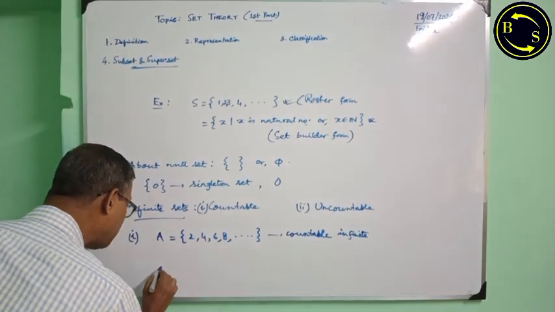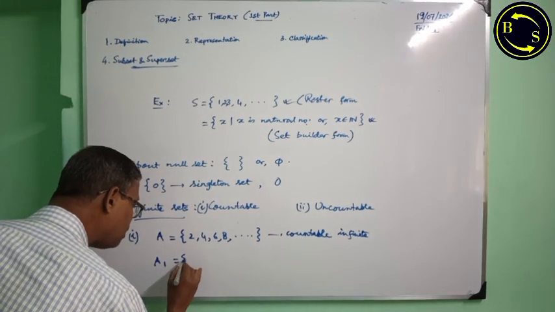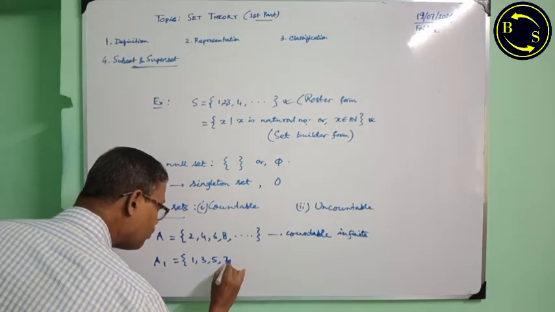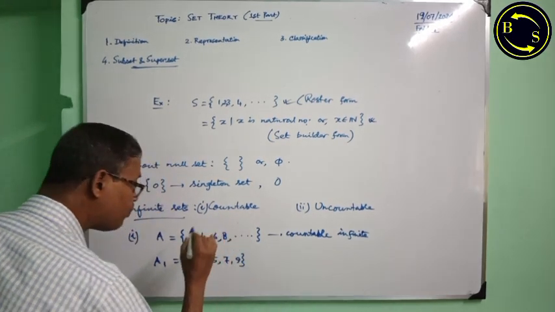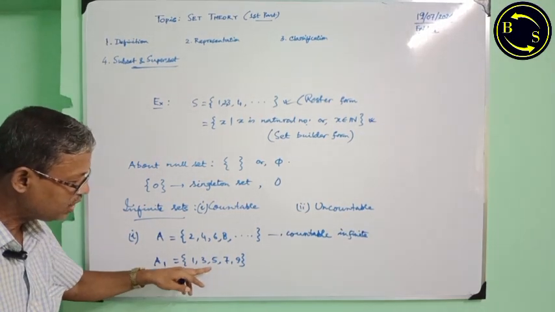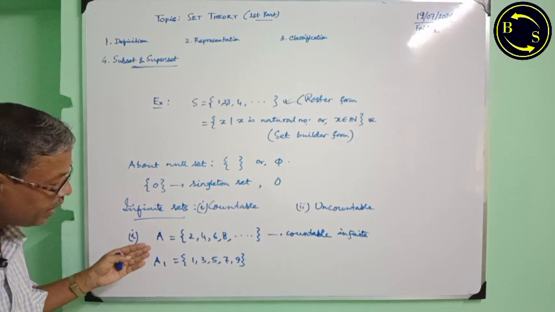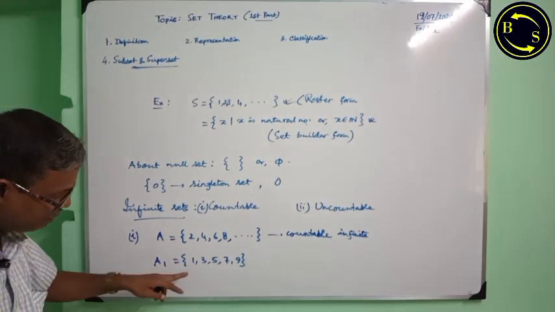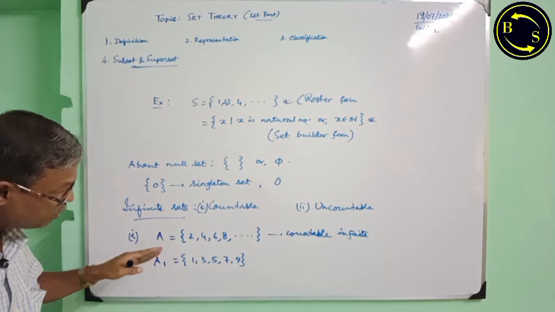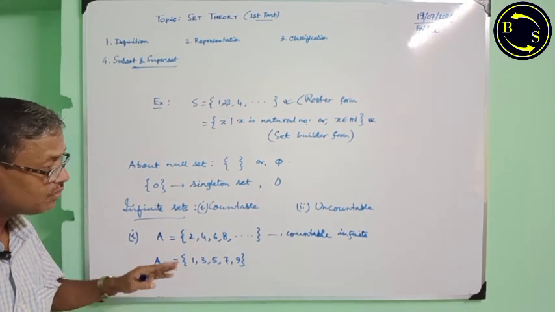But if I take this example, we find 1, 3, 5, 7, 9 are in a pattern. That means these are positive odd numbers. Therefore, this is also a countable set, but this is countable finite.